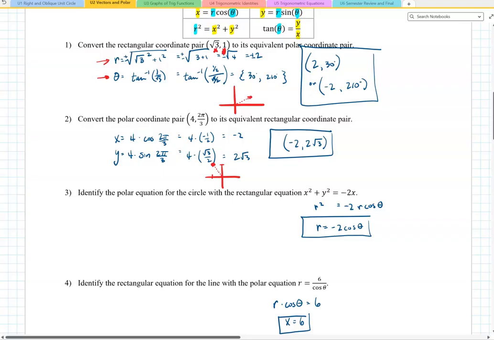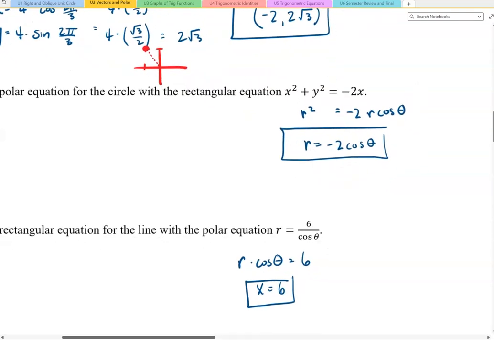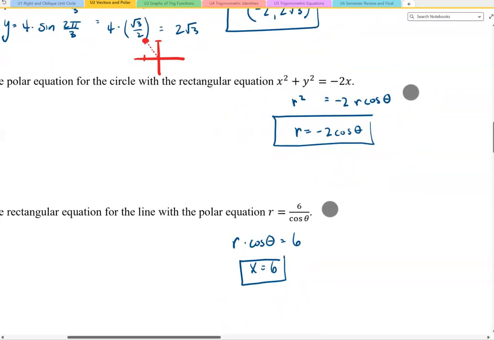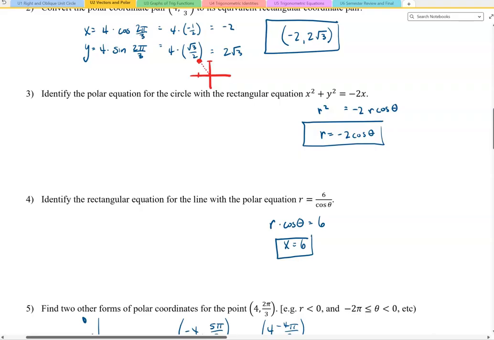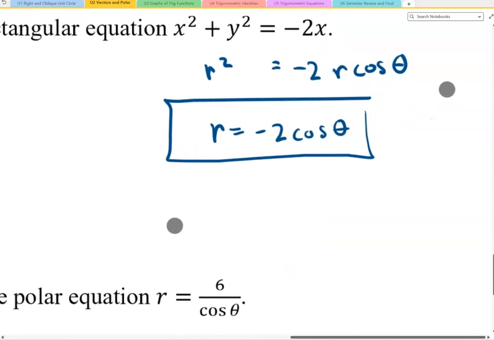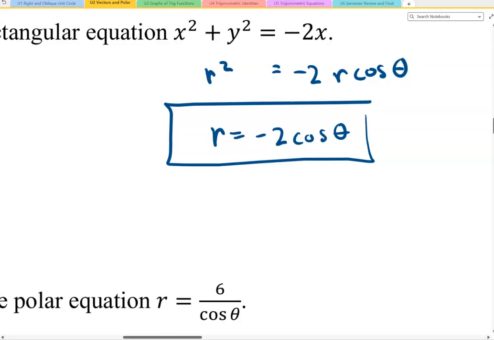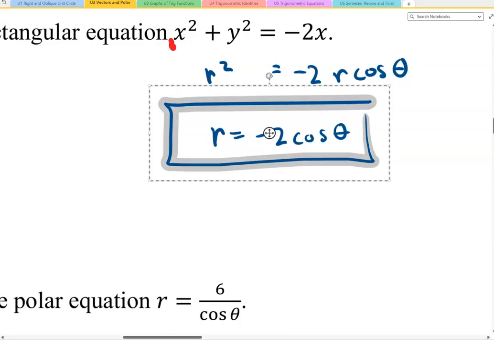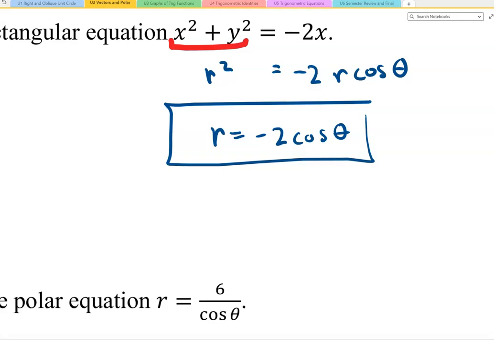When we switch to questions 3 and 4, I think we got a little bit lucky on these examples because they're pretty straightforward. We have a rectangular equation with x's and y's in number 3, and we have to turn it into a polar equation, something that contains r's and thetas. Well, again, from our summary notes, x squared plus y squared is the same as r squared, and x is the same as r cosine theta. So if we make that exchange, we have r squared equals negative 2 r cosine theta. And just to make things a little bit more manageable, we isolate the r value, because that's kind of like our dependent variable.